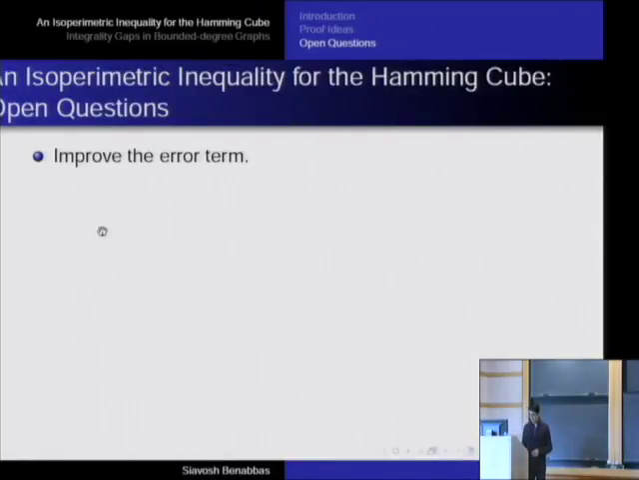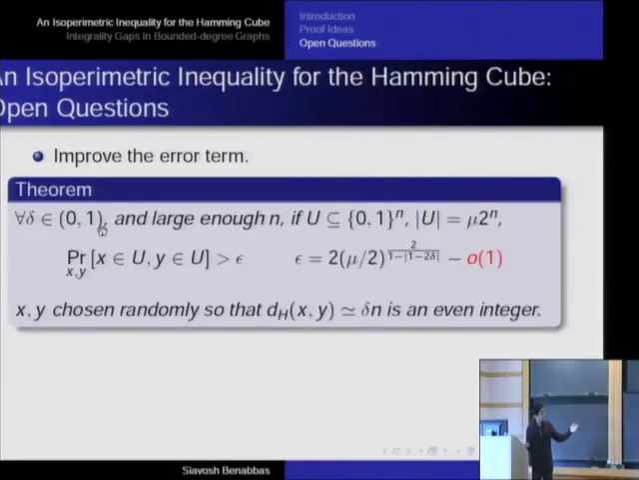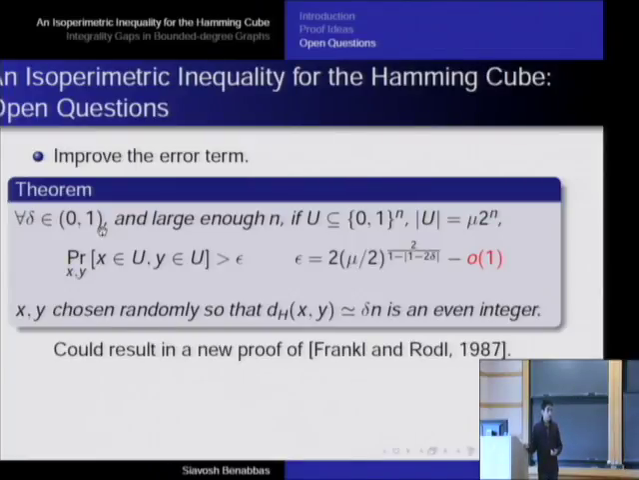Okay, so there are two open questions. One is to improve this error term, this little o of 1 term, and if you could push it to exponentially small, you would get a completely new proof of the Frankl-Rödl theorem, which would be a density version and also completely analytic. So it would be very different in nature from the original proof. I think this was a very interesting open problem. Did you say how to get rid of the d and d plus 1 condition if you use the same set? Okay, so that's another kind of small trick.